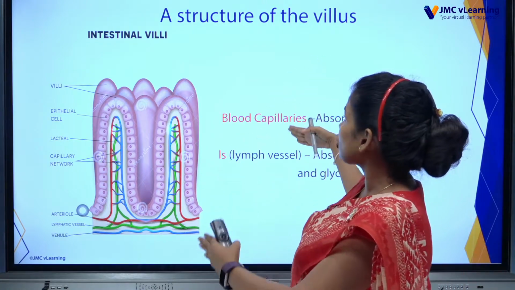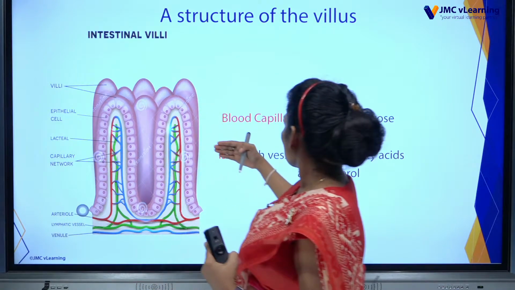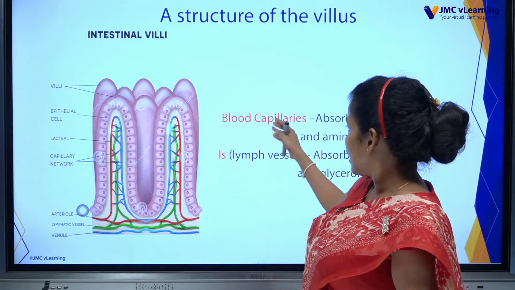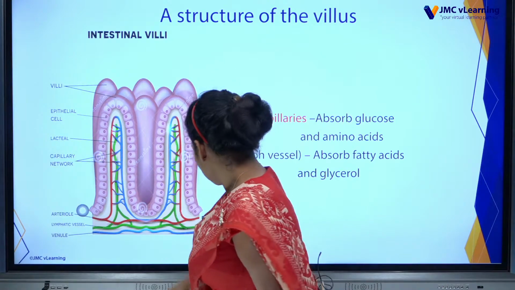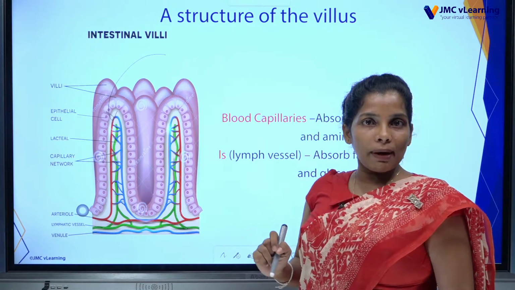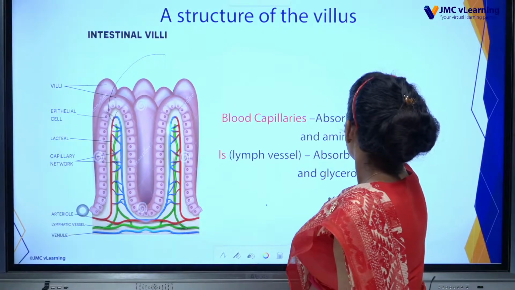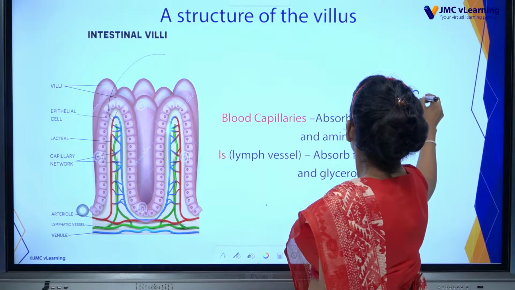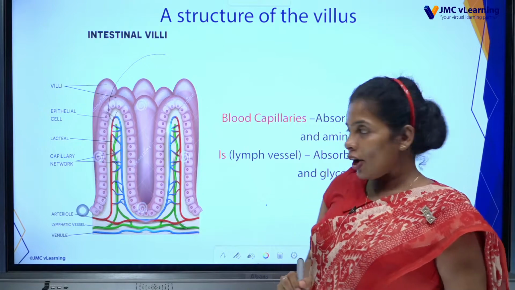This is the structure of the villus. So this is the intestinal villi. Those are the two major facts that we are going to discuss. Here are the blood capillaries. Can you see the blood capillaries? What is the function of blood capillaries? They absorb glucose, that means C6H12O6, and amino acids.